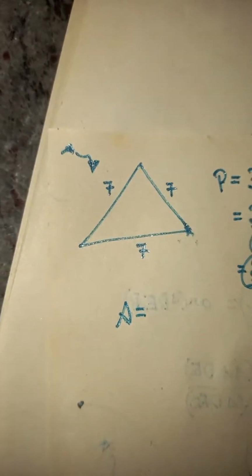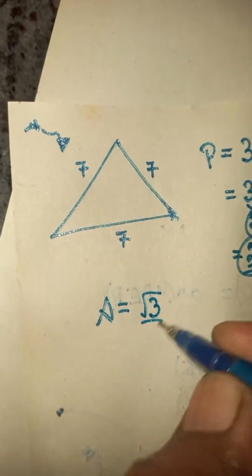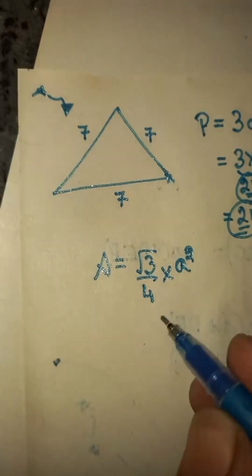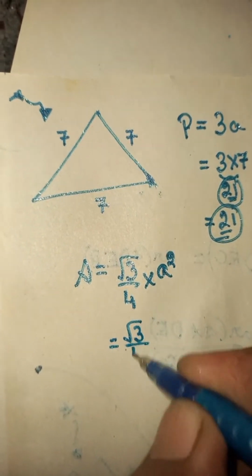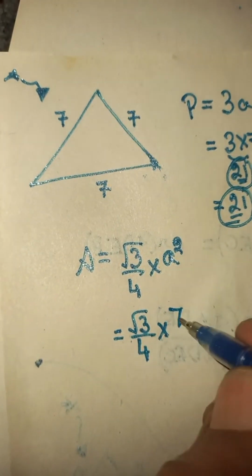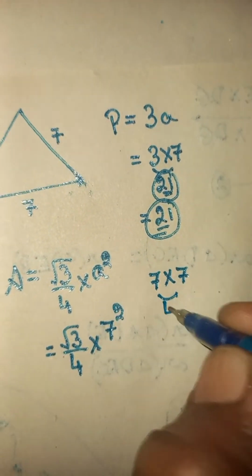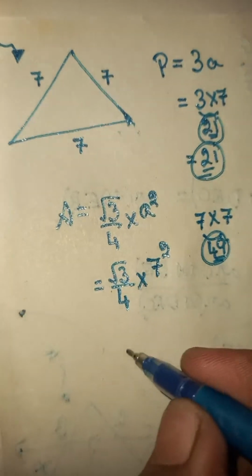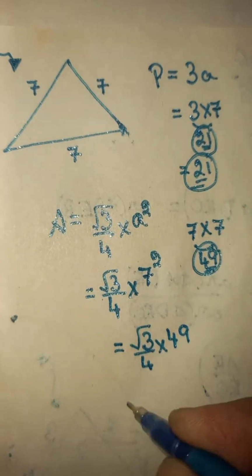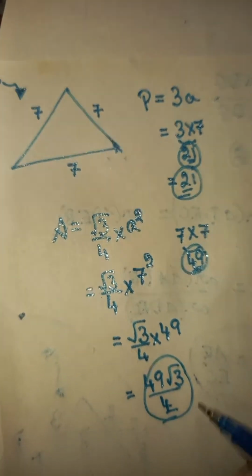Area of this triangle can be written as root 3 by 4 times a square. Now you're going to get root 3 by 4 times this side length, which is 7 units, 7 square. 7 square means 7 times 7, which becomes 49. This is root 3 by 4 times 49. 49 times root 3 is 49 root 3 by 4 square units.